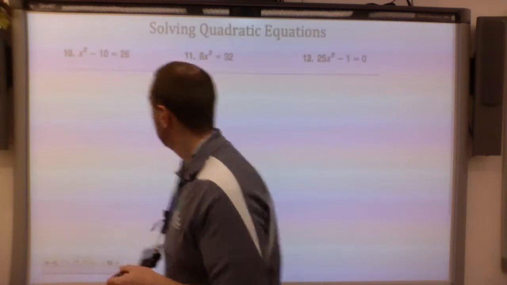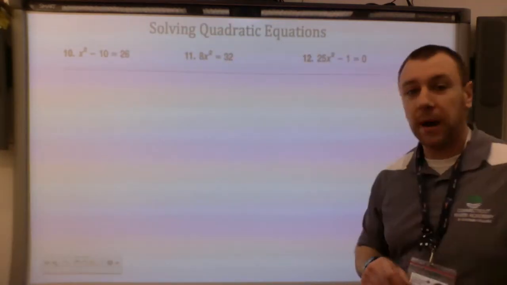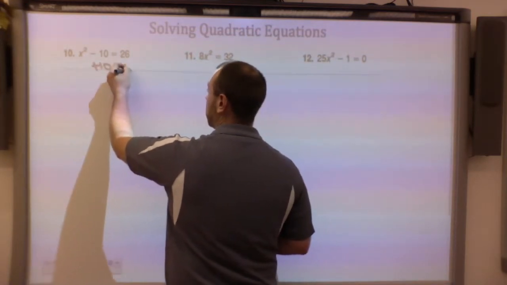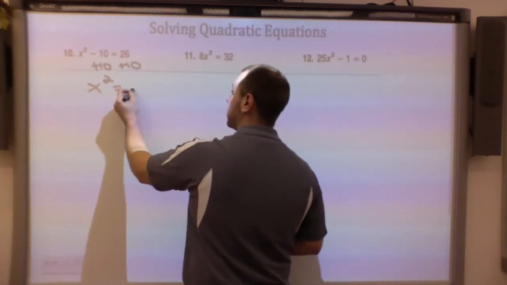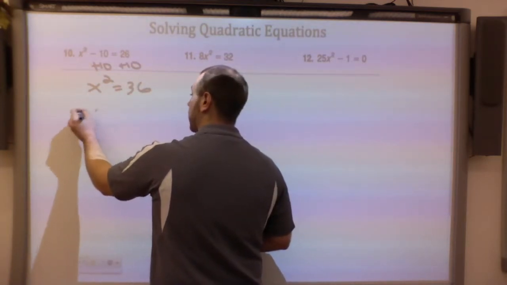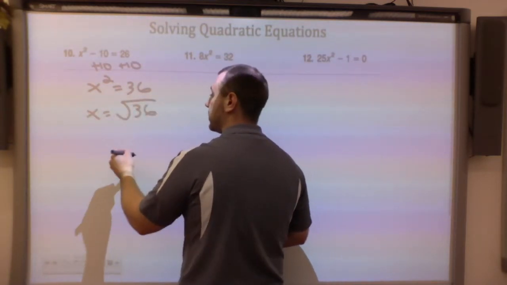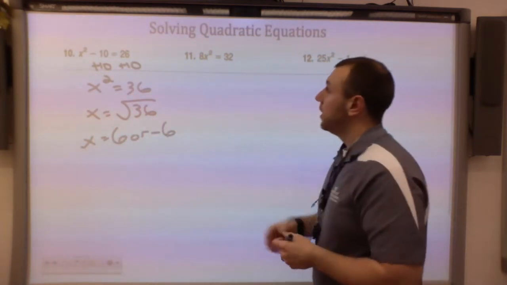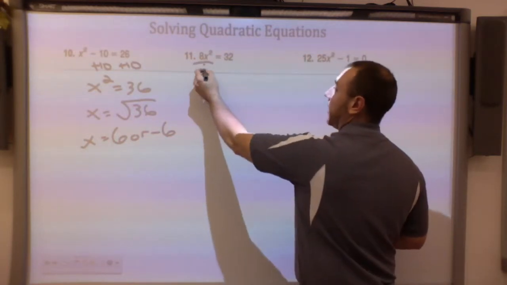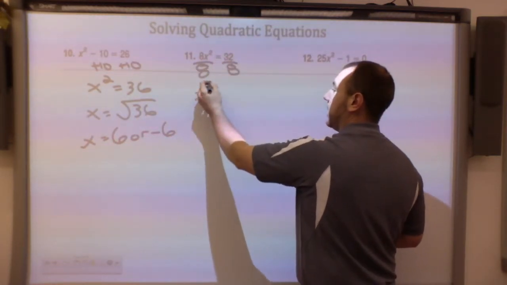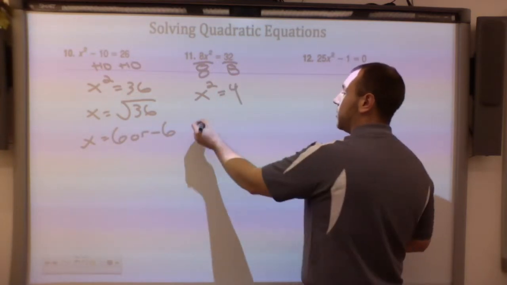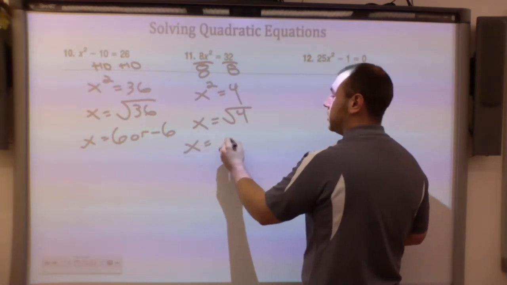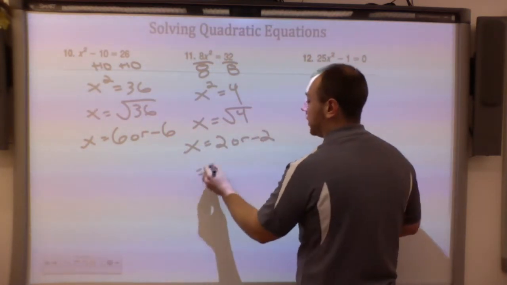So these are all practice problems where you're isolating the variable. So again, you want to add 10 on both sides, get x squared equals 36. Find the square root of 36, so you get x equals 6 or negative 6. In this case, I'm going to divide by 8. Again, x squared equals 4. I'm then going to find the square root of both sides and get x equals 2 or negative 2, or you can write it as plus or minus 2.